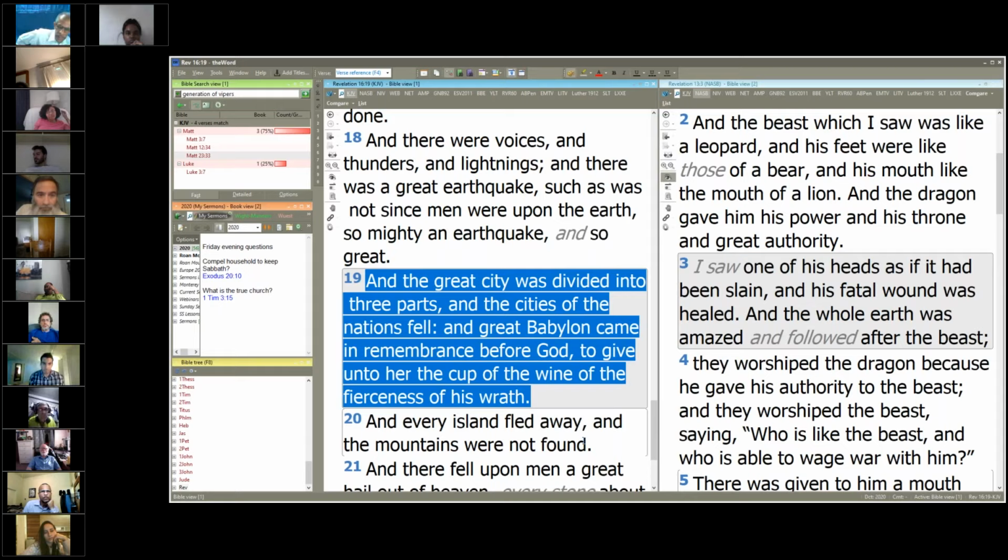when is the woman destroyed by the beast? When is the woman looted and ripped? Is it at the same time that we are looking at here, where it says that great Babylon came in remembrance before God to give her the cup of the wine of the fierceness of his wrath? Is this the same event at the same time? Or is it? Here's another explanation. And both of these are ideas that I believe have merit.